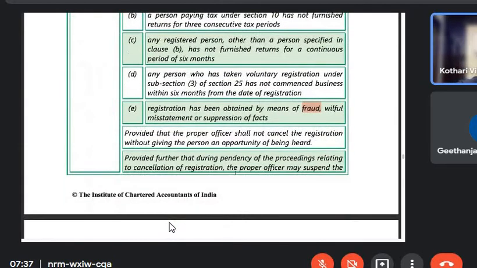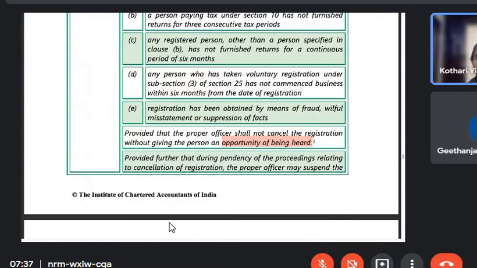One more important thing is, provided that the proper officer shall not cancel the registration without giving the person an opportunity of being heard. What is the meaning of this? See, the proper officer cannot just come to you and tell you that he is cancelling a registration. No. He will tell you that he is proposing to cancel your registration. If you have any objection, provide the objection within 7 days.